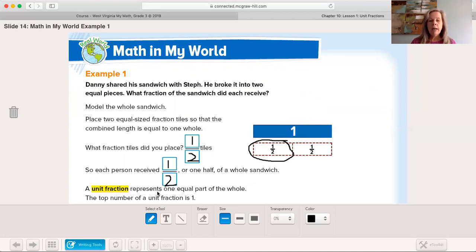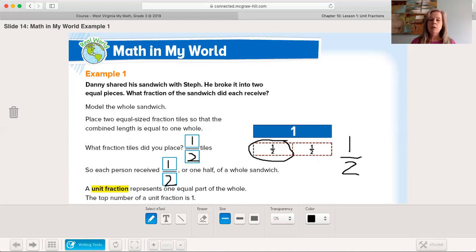A unit fraction represents 1 equal part of the whole. The top number of a unit fraction is 1. So just like I told you in the introduction, the top number is the numerator. For a unit fraction, that number is 1. The bottom number is how many pieces the whole has been cut into. So this whole sandwich was cut into 2 pieces. So the unit fraction is 1/2.